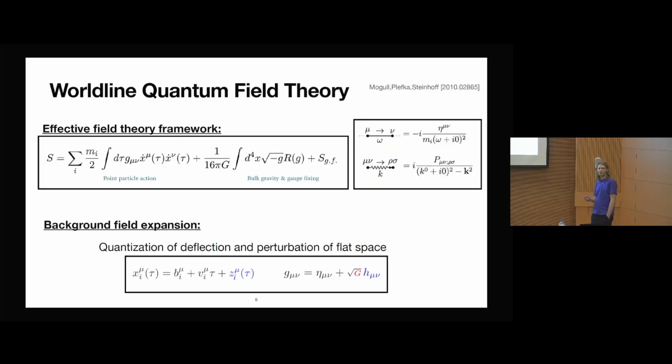And then what we do is we do a background field expansion, that we look at the trajectories of the black holes and separate the initial trajectory and the deflection z of them. And also we look at the metric and look at the deviation from flat space. These deviations, h and z, we quantize them, and from that we then get these two propagators here. We have, first of all, this worldline propagator, and then additionally this quadratic graviton propagator.